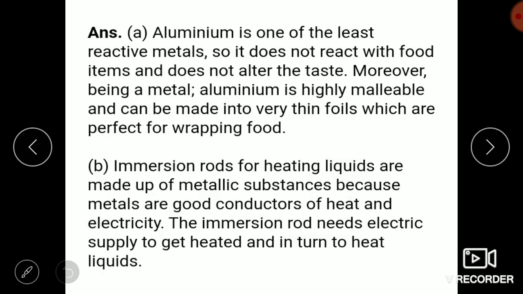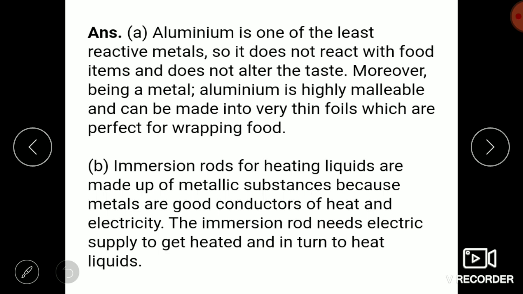So here you see, aluminum is one of the least reactive metals. If you remember, in the displacement reaction we have studied the reactivity series. Aluminum is toward the bottom. So aluminum is a least reactive metal, and it does not react with food items and does not alter the taste. Moreover, being a metal, aluminum is highly malleable and can be made into very thin foils, which is perfect for wrapping food. So because of the least reactivity and the high malleability of aluminum, it is being used to wrap the food items.